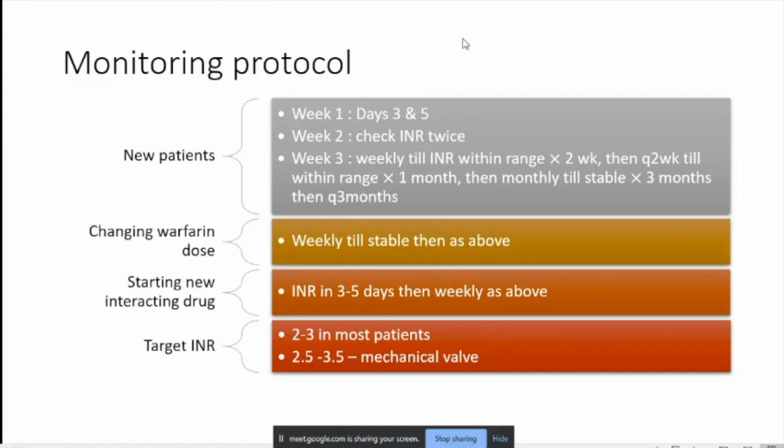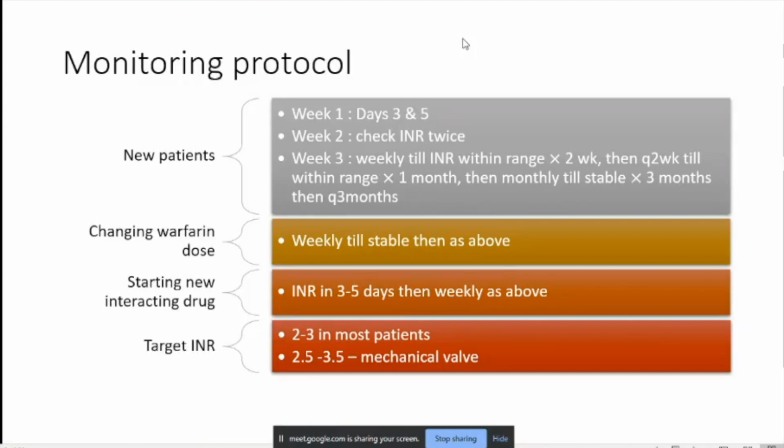In week 2, we check the INR twice a week. We don't want to do it on consecutive days. We can do it on the first day and the third day, just 2 days. It doesn't have to be day 3 and day 5. It has to be twice, but make sure that it's not on consecutive days.